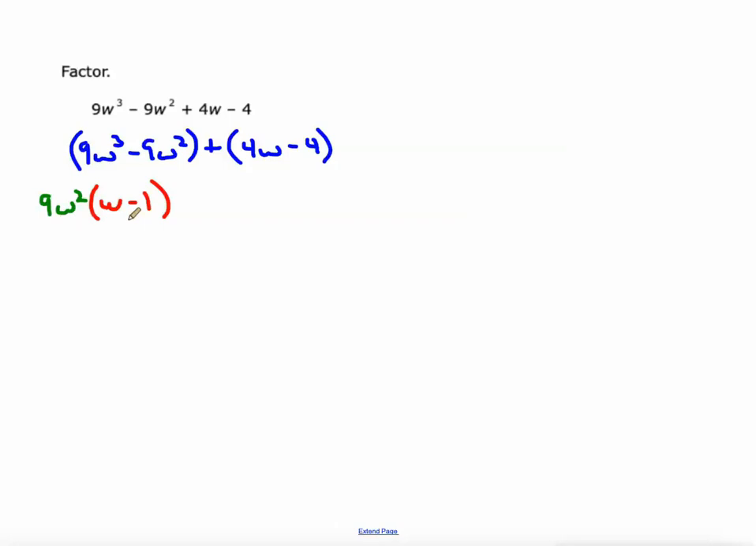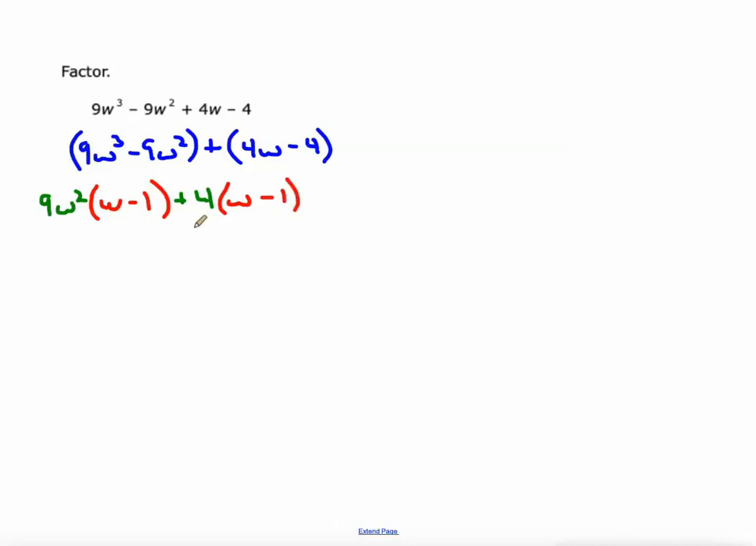So 9w squared times w is 9w cubed. 9w squared times negative 1 is negative 9w squared. Then what can we factor out of the second grouping? They're both divisible by 4. Alright, so I'm going to take that out. And 4 times w is 4w, and 4 times negative 1 is negative 4.